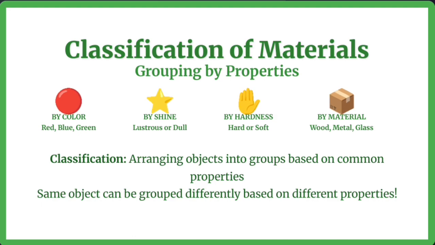We can group materials based on their properties, by color, by shine, by hardness, or by what they're made of. This method of arranging objects into groups is called classification, and it helps us understand patterns.